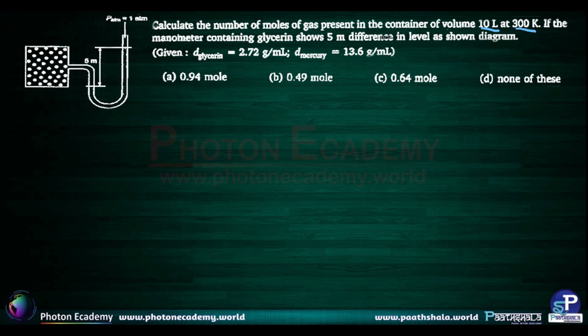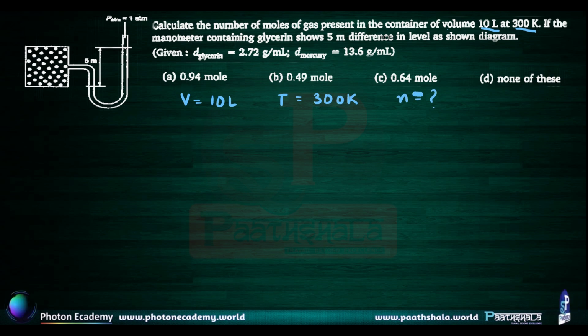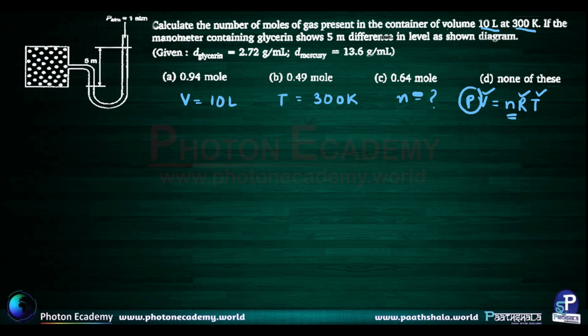Okay, so we have the volume of air, 10 liters, we have the temperature of air, 300 Kelvin, we need to find the number of moles. What else do we need for this? PV is equal to nRT. We have T, we have V. We need to find n. R is known. P is something which is to be found yet.